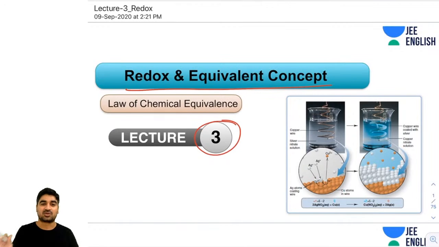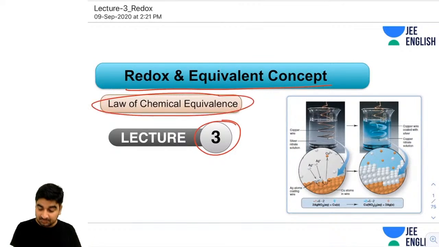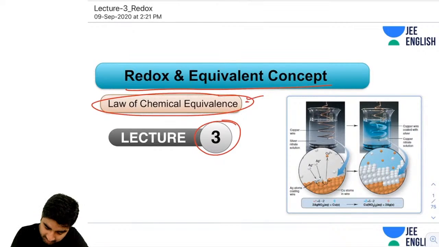Okay, guys. So today I will teach you the law of chemical equivalence. What is the law of chemical equivalence and why do we need it? Before this, we have already done how to balance a chemical reaction. In the first lecture, I taught you how to find the oxidation number of elements present in a compound, and then in the second class we did the balancing. And now today I'm going to start the law of chemical equivalence.